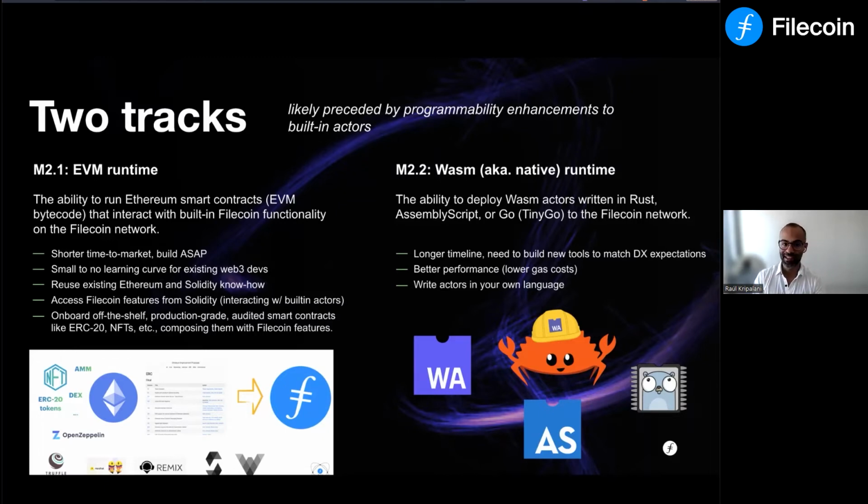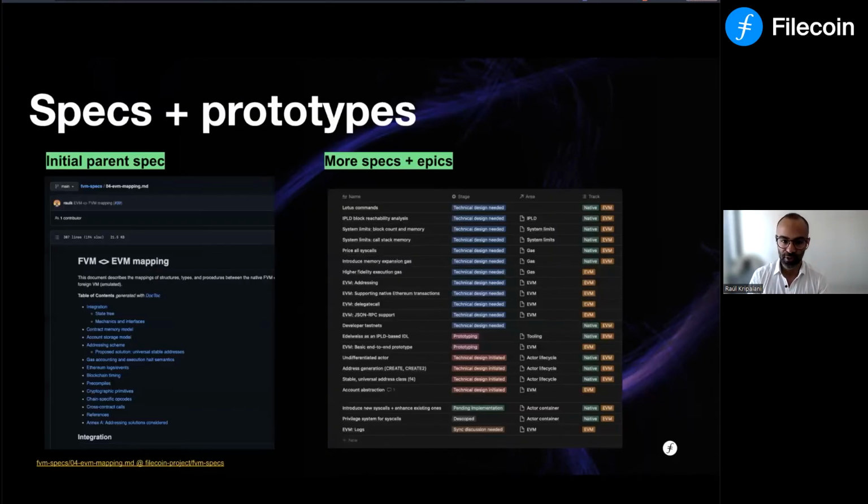One thing as well is that part of the EVM runtime, or M2.1, is the ability to access Filecoin features from Solidity. So these are not dissociated environments or separate actor environments. From EVM actors, you should be able to access the full catalog of features that the built-in actors are exposing. So they'll be on parity with everything else that will be deployed on the network.